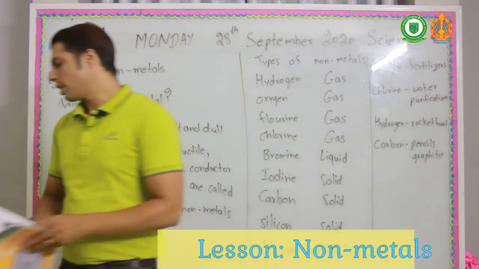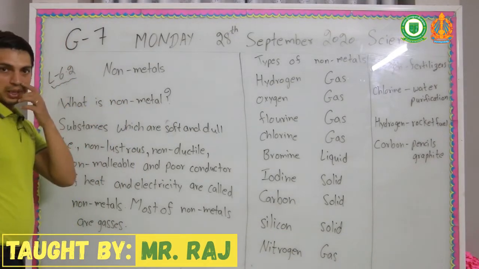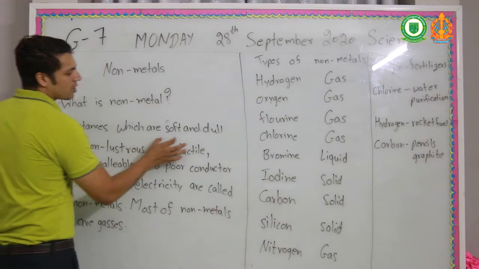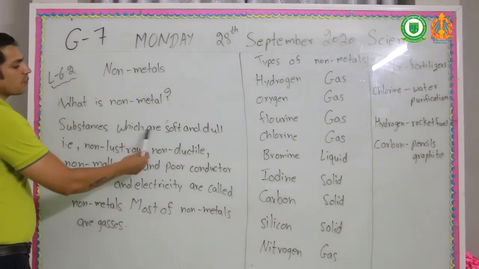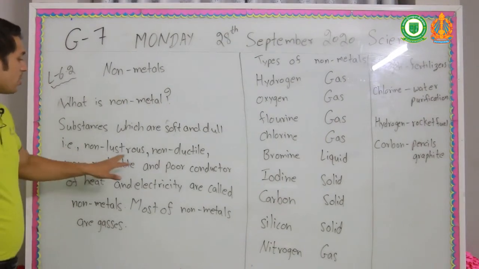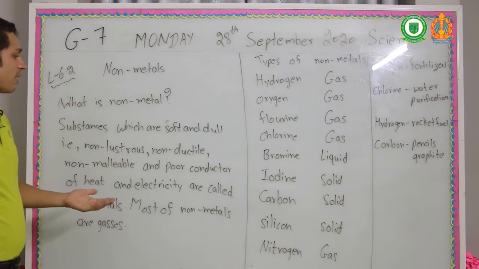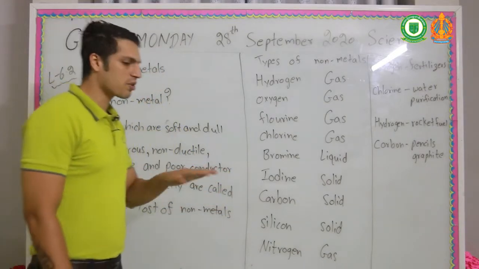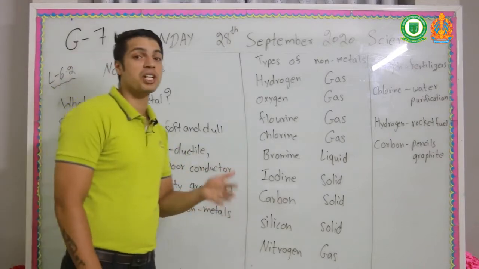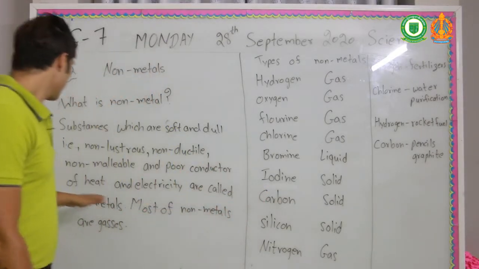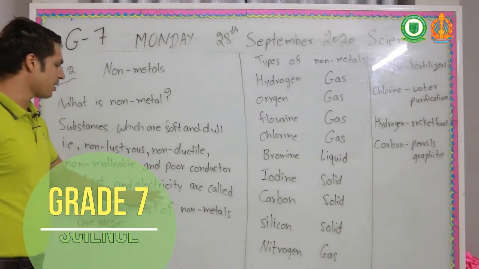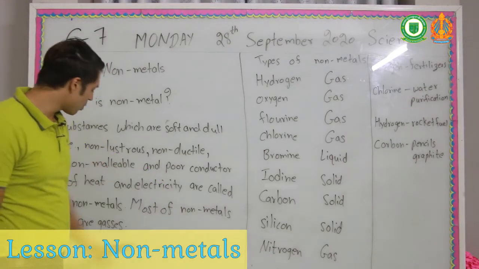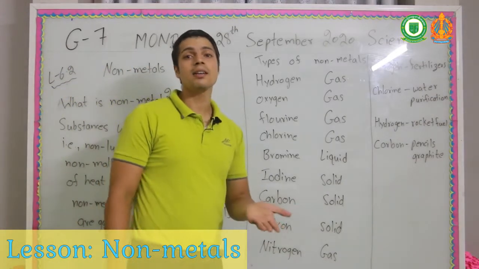So let's have a look here. What is the definition of a non-metal? Substances which are soft and dull, that is non-lustrous, meaning non-shiny. Non-ductile, meaning they cannot be stretched into wires, and we cannot make sheets like steel sheets with them. Non-malleable, and poor conductors of heat and electricity, are called non-metals. Most non-metals are gases.